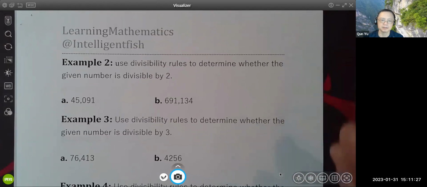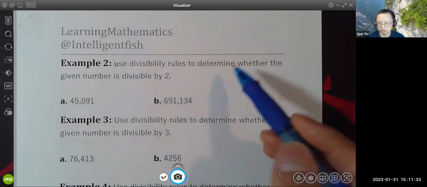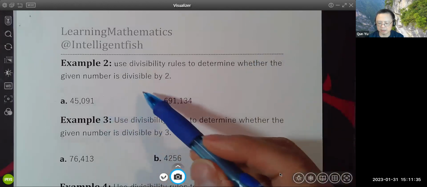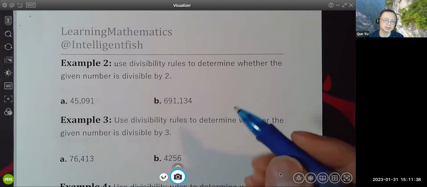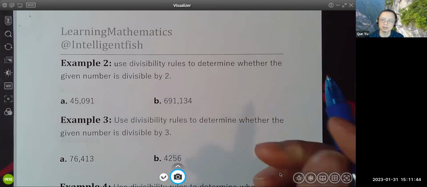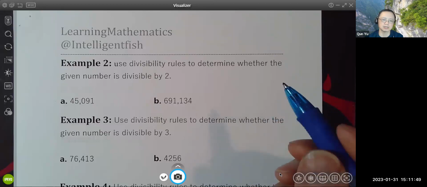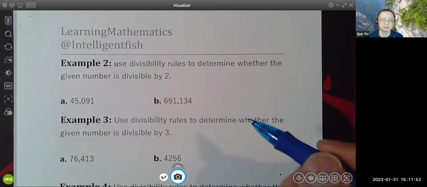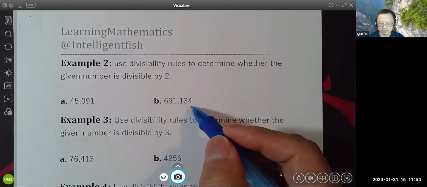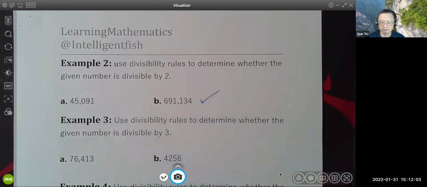Look at a couple of examples here. Use divisibility rules to determine whether the given number is divisible by 2. We know all of the even numbers can be divided by 2, and all of those even numbers end with even digits, like 0, 2, 4, 6, 8. So apparently this is our answer, because the last digit is 4, it's an even digit. So the answer is yes. This is not divisible by 2.